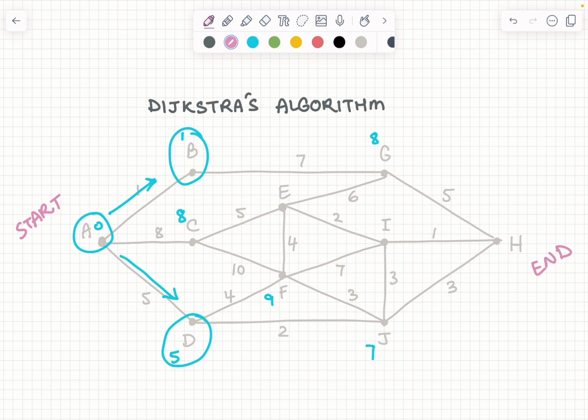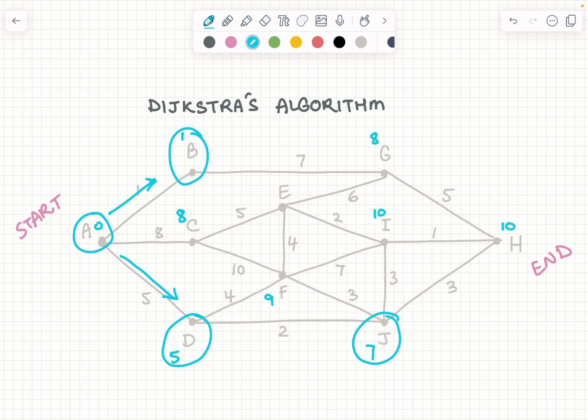Again, we look at all the uncircled numbers. 7 is the lowest, so we'll choose that. From J, look at all the neighbours it can reach. F, we're not going to replace that 9. 9 is still the lowest for F. What about going to I? 7 plus 3 is 10. And going to H, 7 plus 3 is 10.